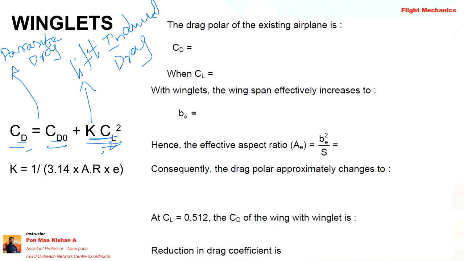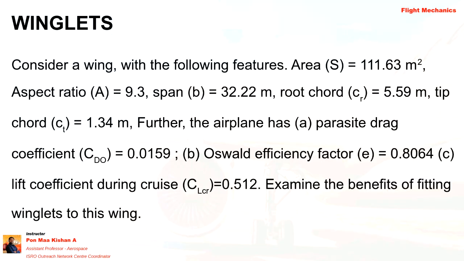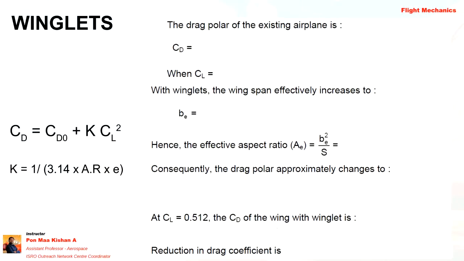So the efficiency we know is 0.80, they have given. The parasite drag they have given. K we will calculate using this equation. CL square, yes, they have given CL is equal to 0.512. So substitute that value and calculate the CD. With this equation, we can calculate the CD value. So kindly calculate the coefficient of drag. Don't answer in the chat box. I will be asking through the poll, so kindly answer through the poll which I am giving.